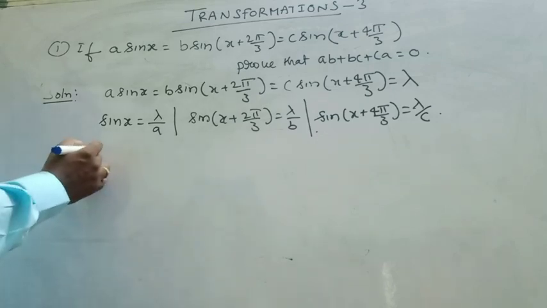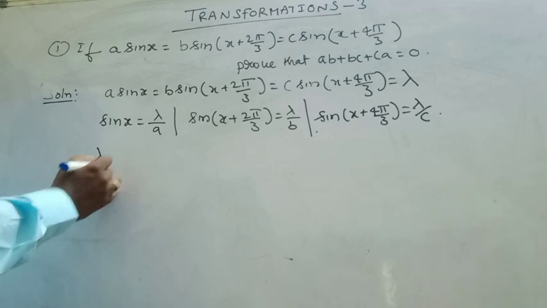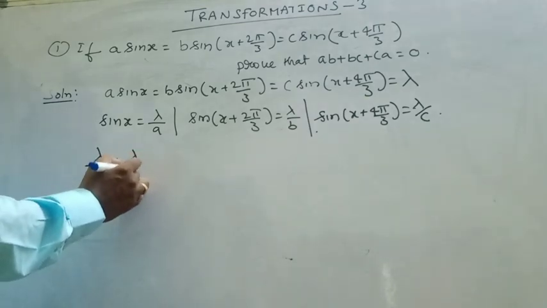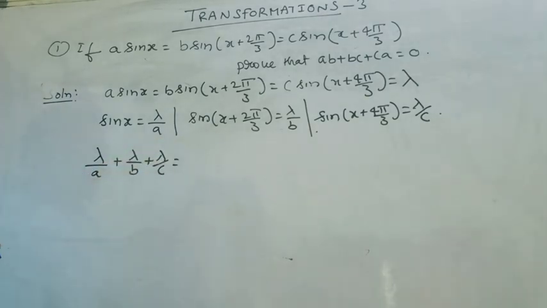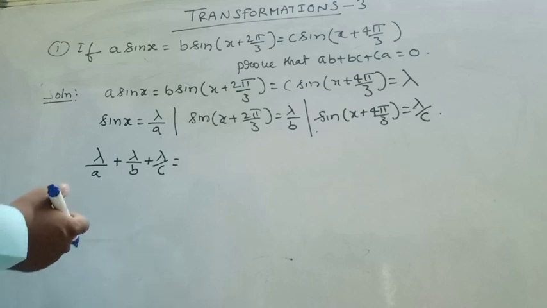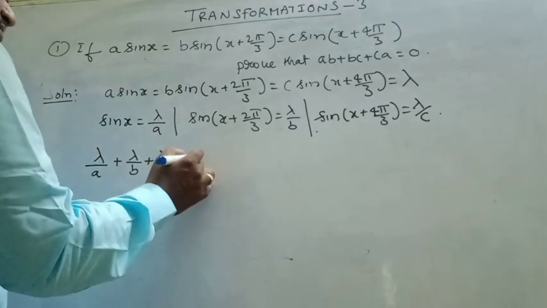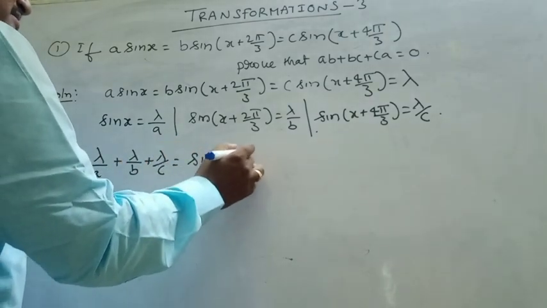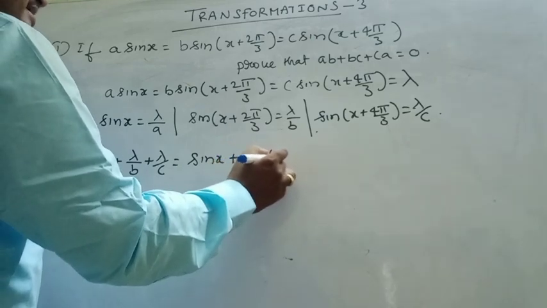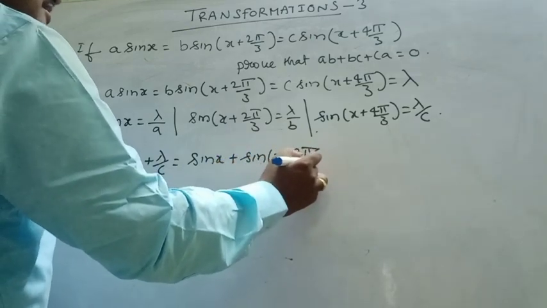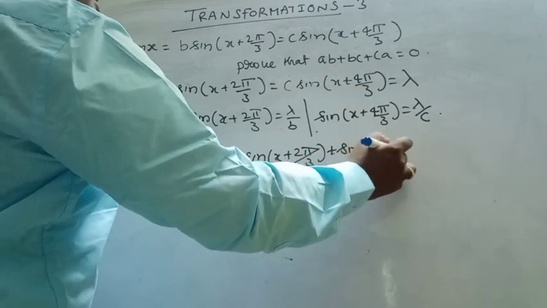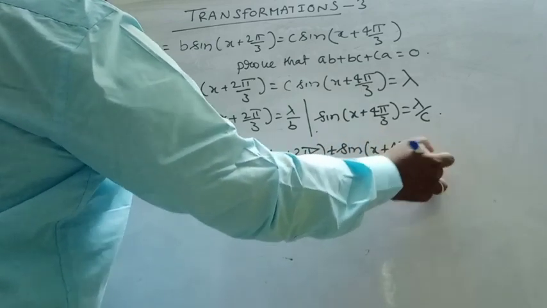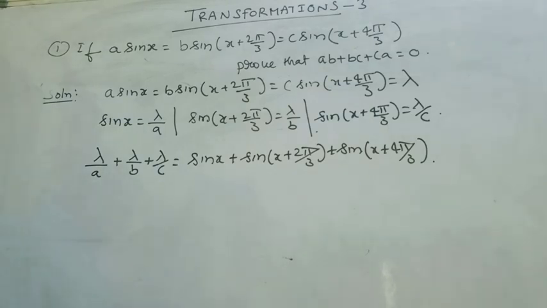What we do, my dear students, after getting them, let us take lambda by A plus lambda by B plus lambda by C. If you take that, what we are going to get is sin x plus sin of x plus 2 pi by 3 plus sin of x plus 4 pi by 3.